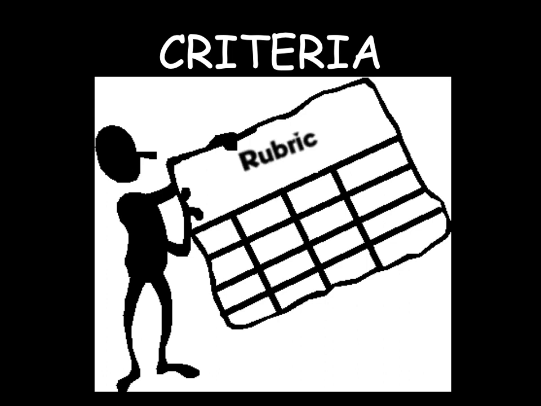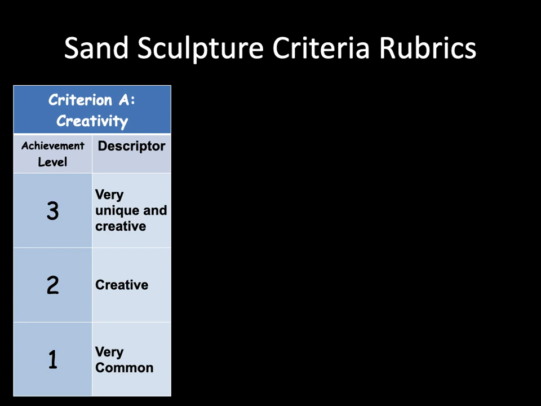So criteria is what's really critical here, and that's what's critical in the MYP. We have set criteria for each subject area. So for example, with our sand sculptures rubric, we have 3 different criteria. The first criterion is creativity, and you can see 3 achievement levels: very unique and creative, or pretty common.